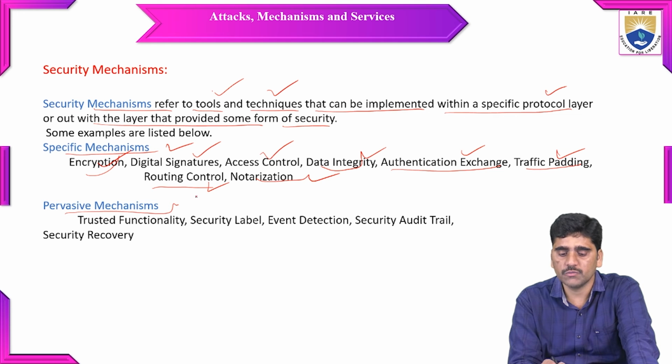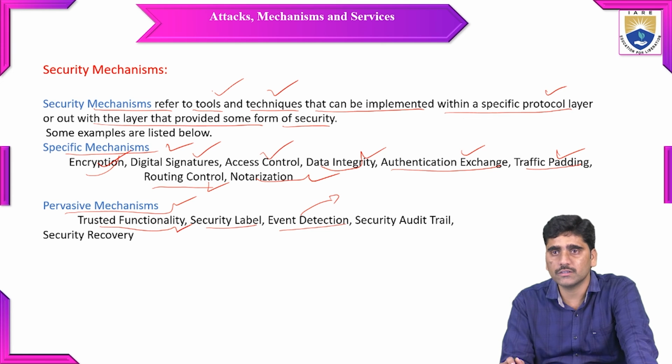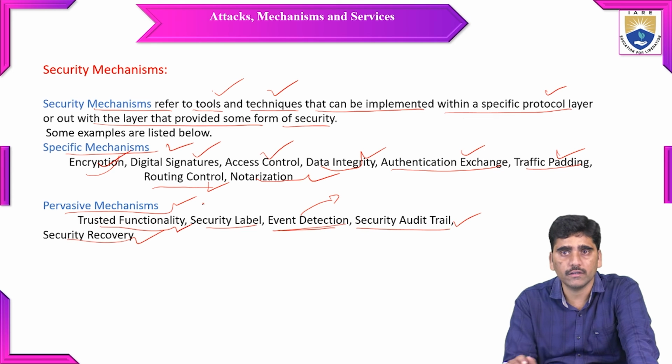And pervasive mechanisms: trusted functionality, security label, and event detection. Event detection means any action that compromises the channel. That has to be detected with the help of scanning or mapping. Then security audit trails and security recovery. These are all pervasive mechanisms and those are specific mechanisms. All these security mechanisms are implemented only for applying security services.